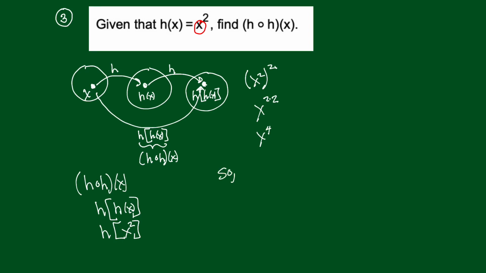So I'm going to claim now that h circle h of x is this new rule, x to the 4th. So what we've got now is, let me get some room here. I'm going to get rid of this. And this new rule here is, okay, I'll write the individual rules. So up here on the left, this is x squared. This is x squared. And if you want to go from the beginning all the way to the end, this is going to be x to the 4th.